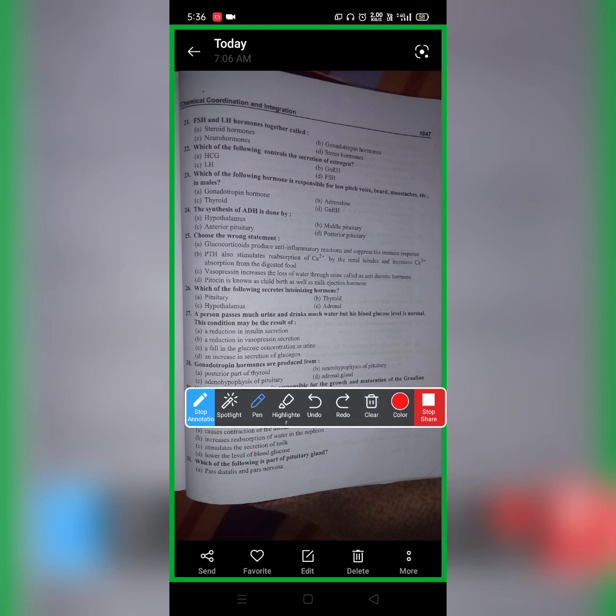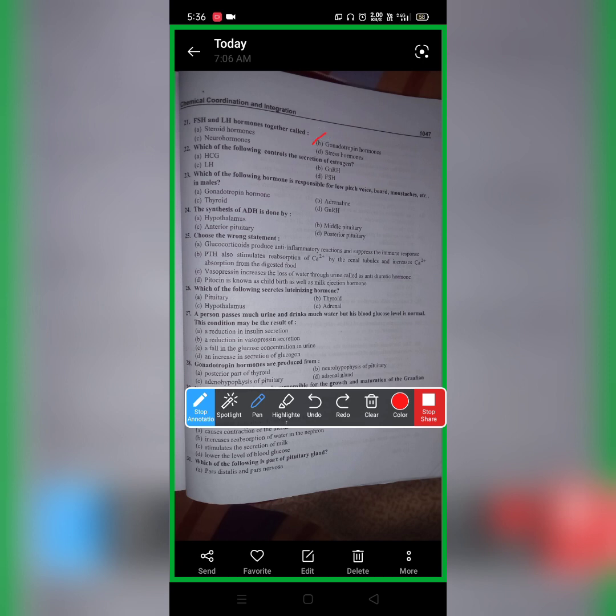Okay. FSH and LH together are called as? Are they steroid hormones? Gonadotrophin hormone, neurohormones, or stress hormone? Though they are steroid hormones, the main answer here is that together they are called gonadotrophin hormone. So I will be going with option number 2.